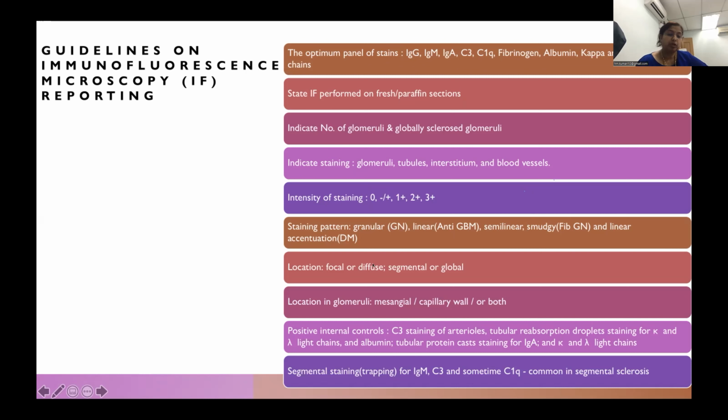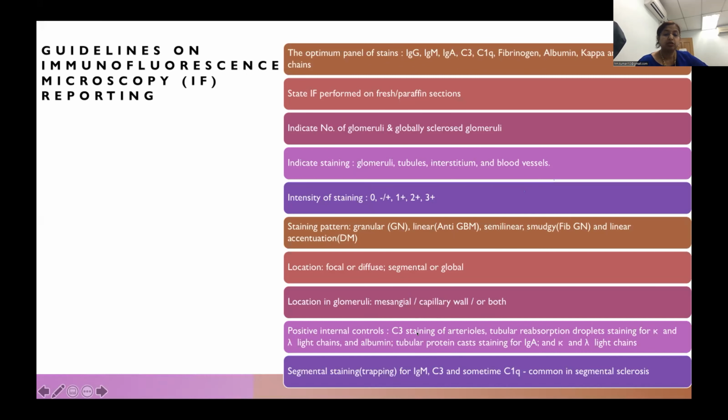Then this one is optional. Even I don't really practice this: focal or diffuse or segmental. It's a bit too much. If you can highlight it, it's good, but it's a bit too much as well. Location is very important. You need to identify whether it's in the mesangial or capillary wall or both. This is important, especially for primary and secondary conditions.